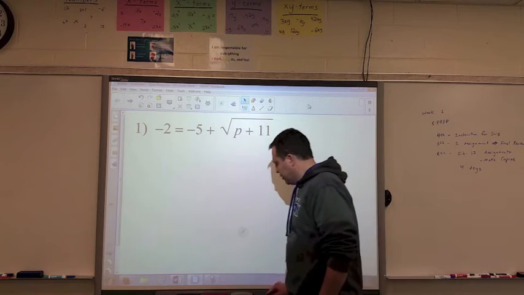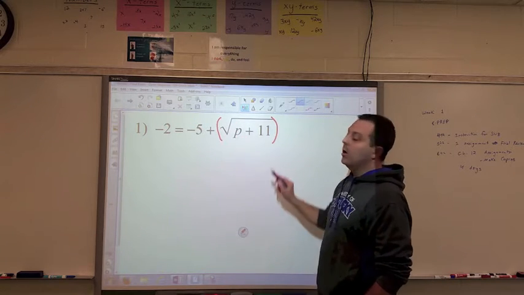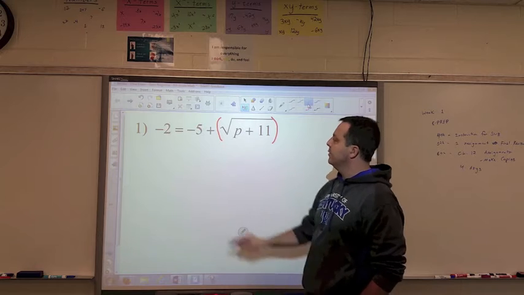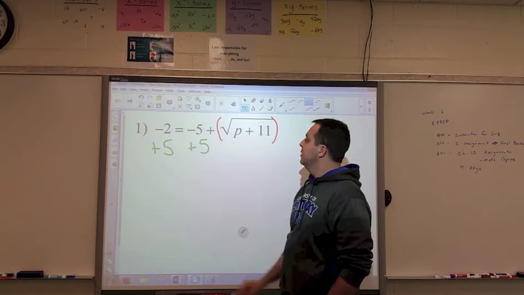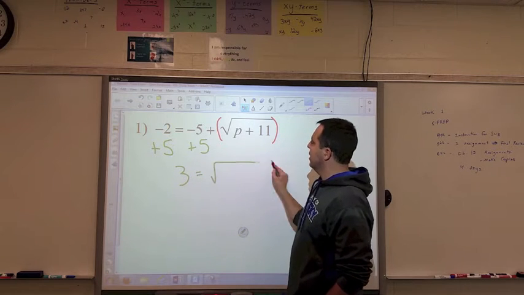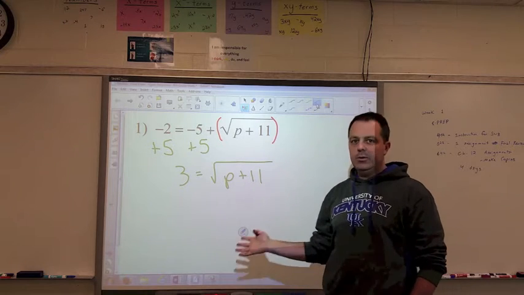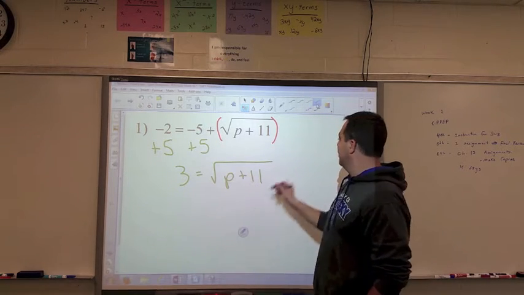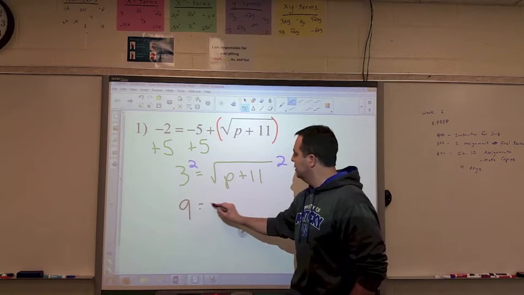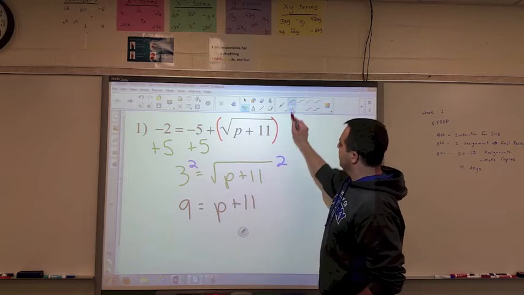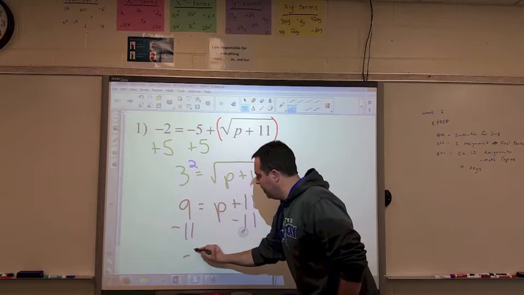This first problem, you're solving an equation with radicals. We've been practicing a lot of these lately. We want to get this radical all by itself. So the first thing that we'll do is get rid of the negative 5 by adding 5 to both sides. We'll get 3 equals the square root of p plus 11. So now we have the radical by itself. What do we want to do? That's right, we want to square both sides. We're going to square both sides, and we have 9 equals p plus 11. And we will simply subtract the 11 and get p equals negative 2.